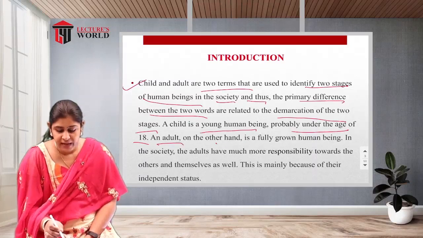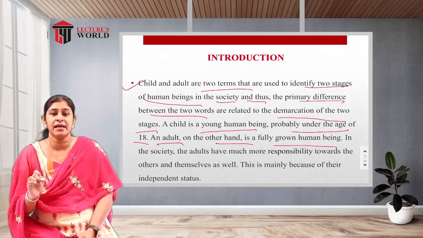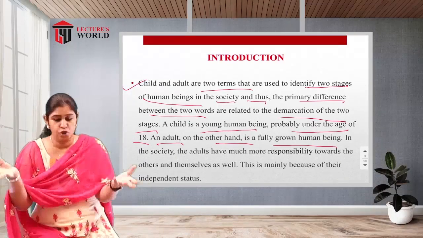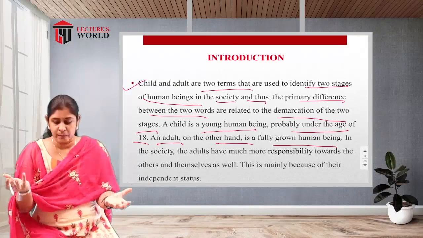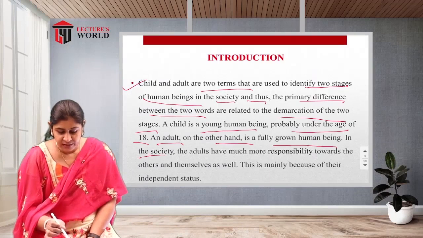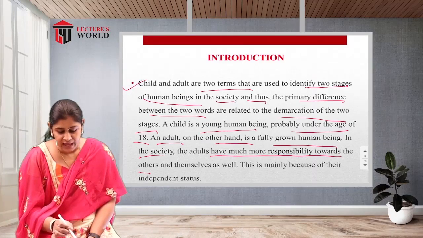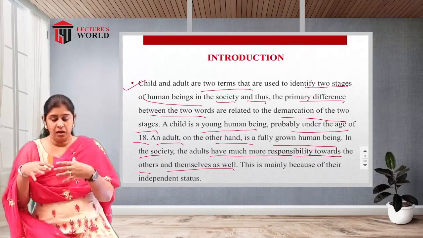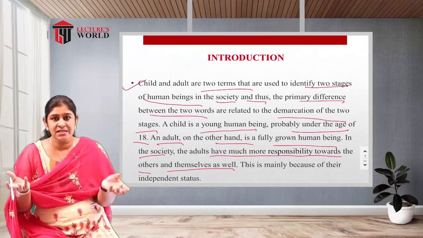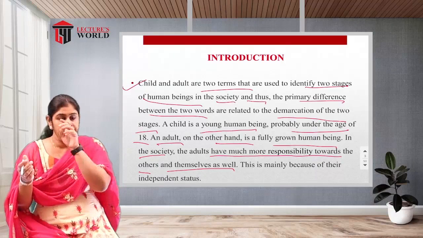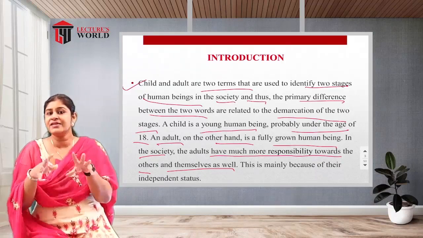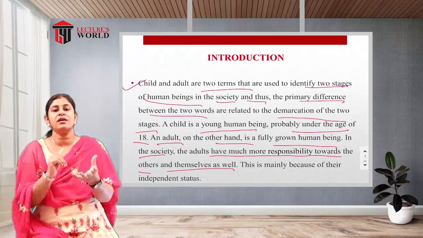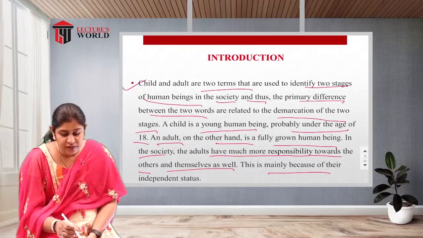An adult, on the other hand, is a fully grown human being. How can we define an adult? An adult is a fully grown individual, who is highly mature, right? He is a complete man. In society, adults have much more responsibility towards others and themselves as well. There is more responsibility on the shoulders of that person, because he has responsibility towards himself and at the same time towards others also. This is mainly because of their independent status.